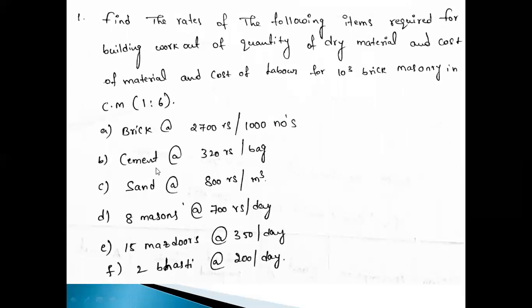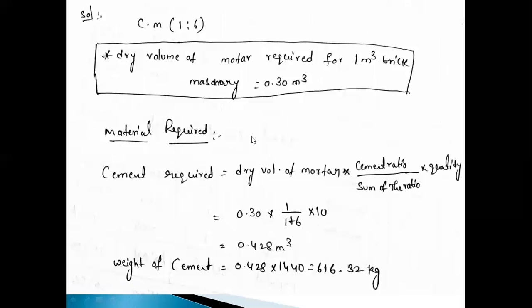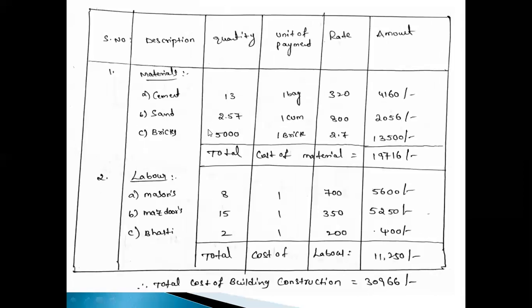See, cement rate is 320 rupees per bag, sand is 800 rupees per cubic meter, and brick is 2700 per 1000 numbers. So first one, cement quantity is 13 bags, unit of payment is 1 bag, and rate of each bag is 320 rupees. Then multiply 1 bag into total quantity, 13 into 320, that is equal to 4160 rupees for cement amount.